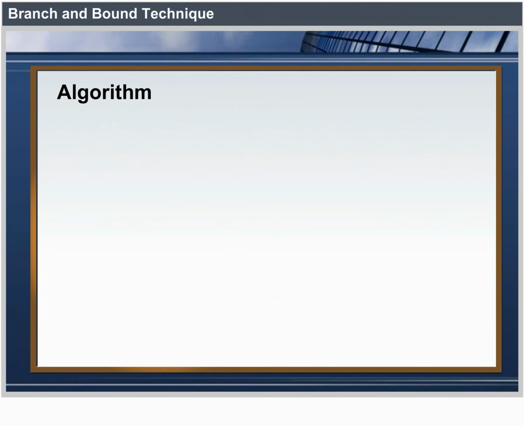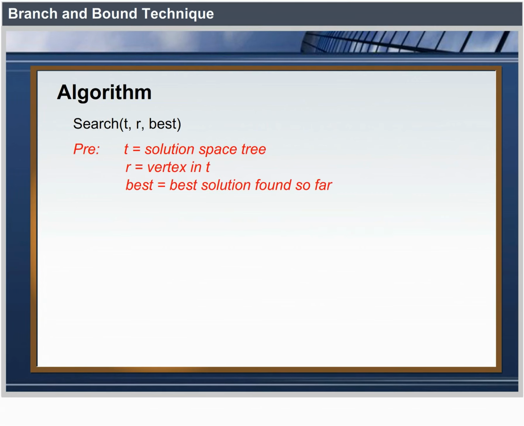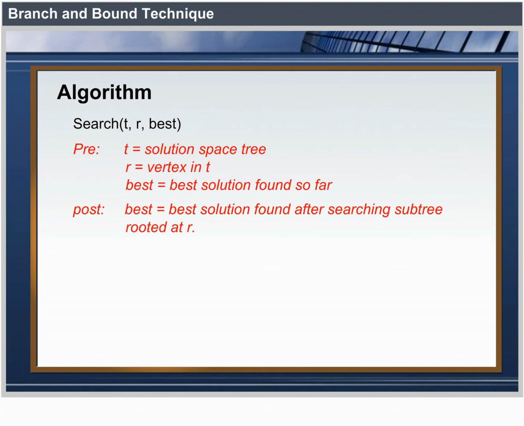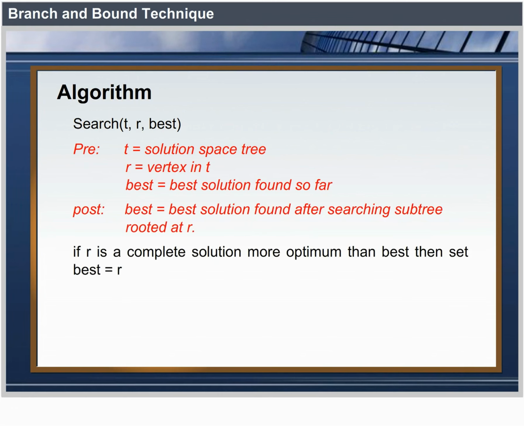Algorithm: Search(T, R, best). Tree: T is equal to the solution space tree. R: vertex in T. Best: solution found so far. Post: best is equal to the best solution found after searching the subtree rooted at R. If R is a complete solution more optimum than best, then set best equal to R.